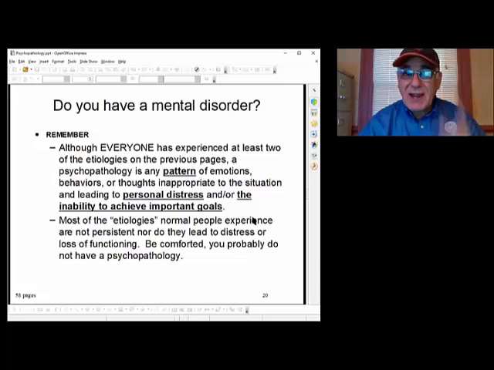So although everyone has experienced at least 2 of the etiologies on the previous page, a psychopathology is any pattern of emotions, behaviors, or thoughts inappropriate to the situation, leading to personal distress and/or the inability to achieve important goals in life. Most of the etiologies that normal people experience are not persistent. Sure, I have upset people in my life, but I went back and I apologized and I made amends, right? And I don't do it over and over and over, and it doesn't keep me from meeting the demands of life. Right? So be comforted. You probably do not have a psychopathology.